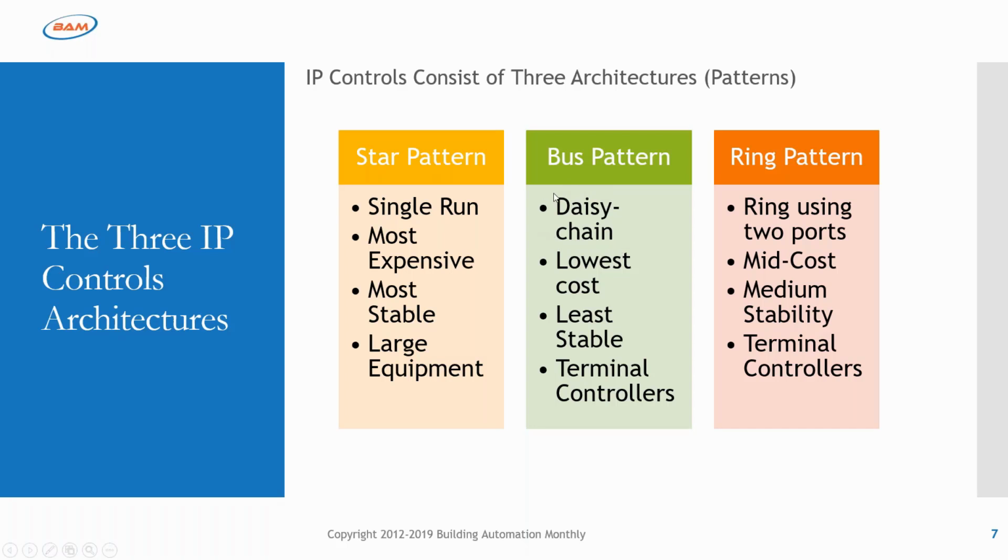This is where you have Ethernet going from one controller to the other controller, and you are going from one port on a switch all the way down the daisy chain. Now, this is the lowest cost. You're only using one port on a switch. You are going to go from device to device, so your wiring costs are going to be lower, but it is also the least stable.